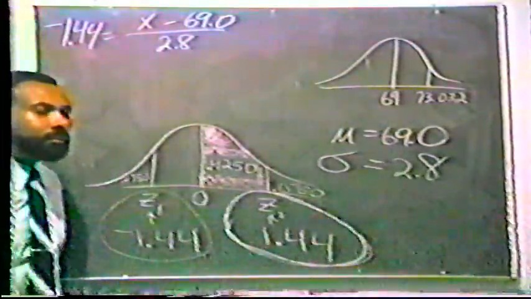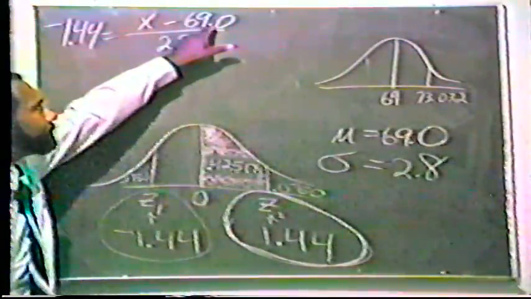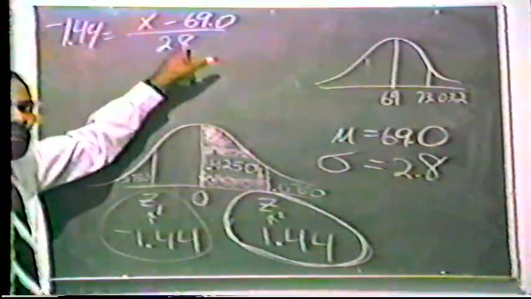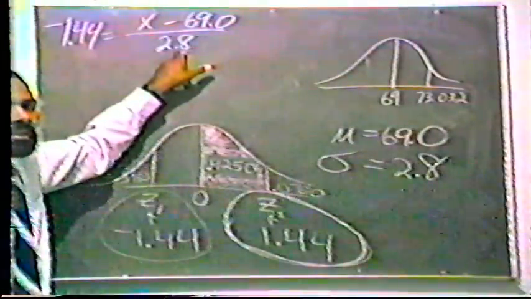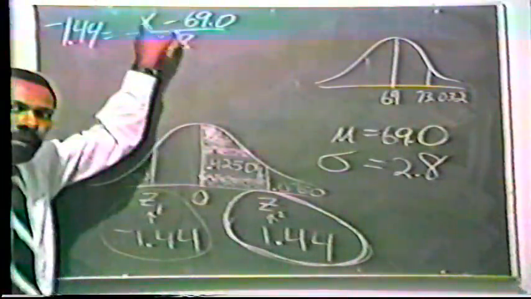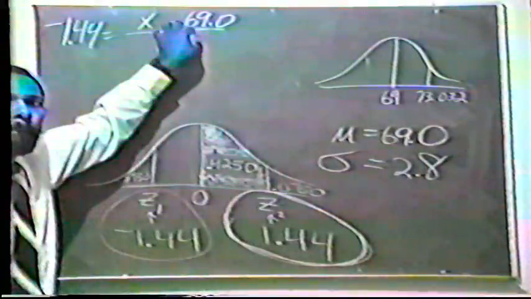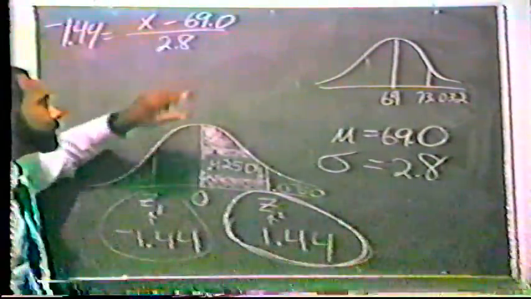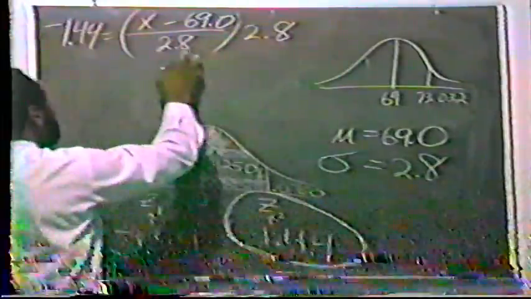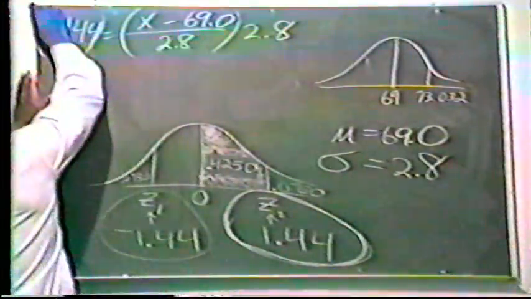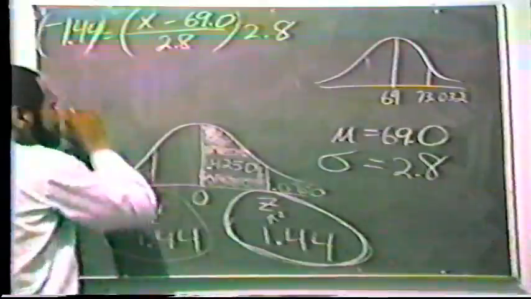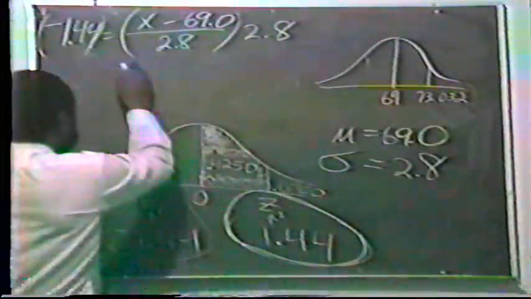We look at the problem, we see that x minus 69.0 is divided by 2.8. We have to get rid of that 2.8. Since the x minus 69.0 is divided by 2.8, to get rid of that 2.8, we're going to have to multiply by 2.8. We have to do the opposite, or what we call the inverse operation. So we multiply the right side by 2.8, and we multiply the left side by 2.8. I don't have enough room here on the left side, so what we'll do is move it down here.